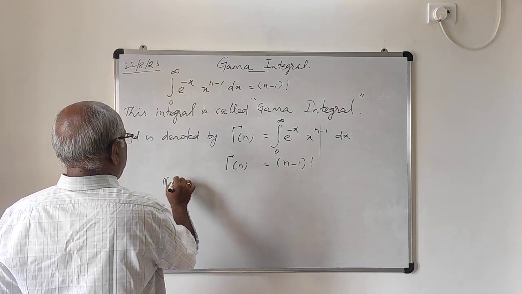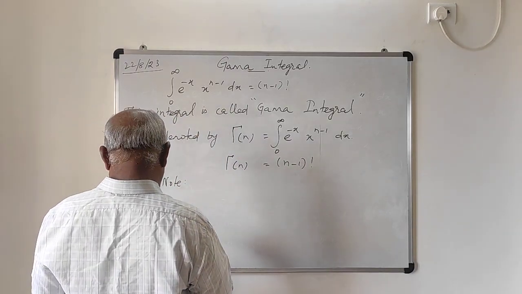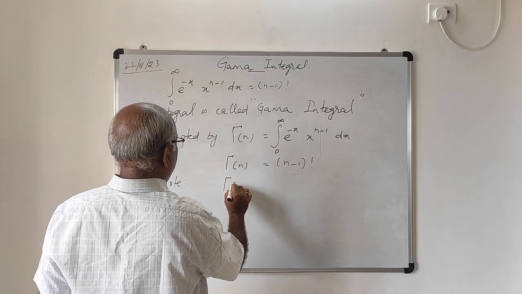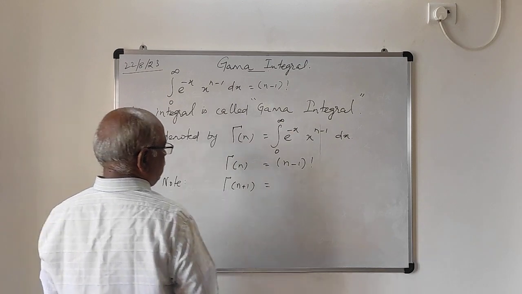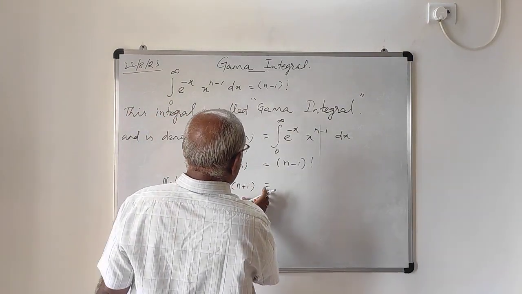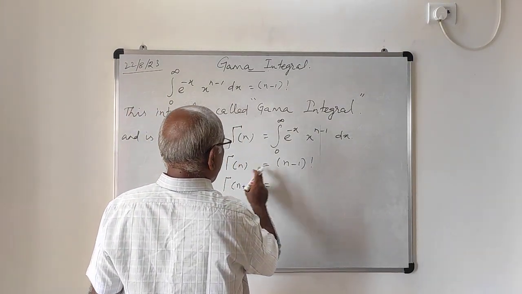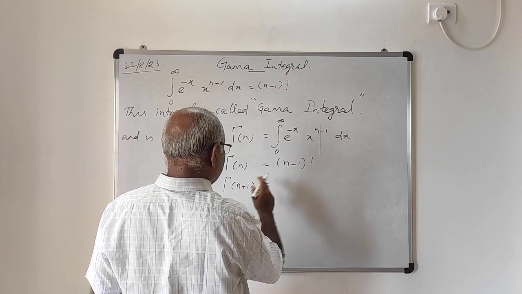One more note I have. Gamma n plus 1: what do you get? Gamma n is n minus 1 factorial, so gamma n plus 1 is n factorial.